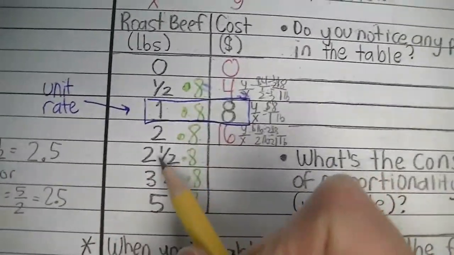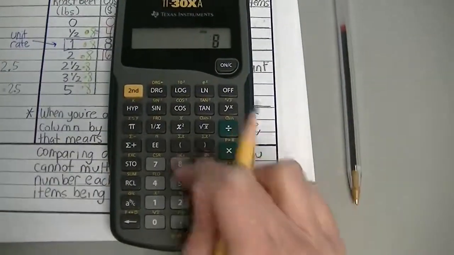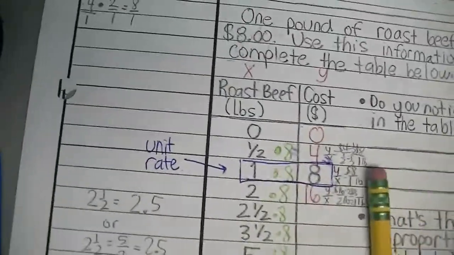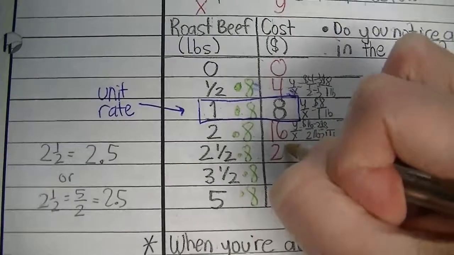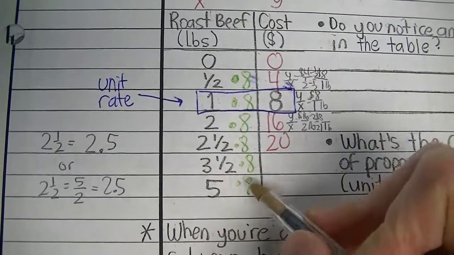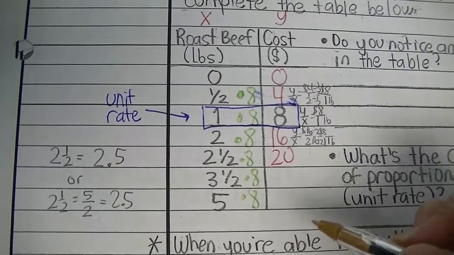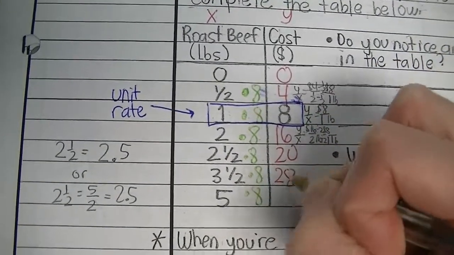So right here I can go 2.5 times 8, and you get 20. Okay, go ahead and figure out the next couple of values right there, 3.5 times 8 and 5 times 8, okay? You should have gotten 28 and 40.